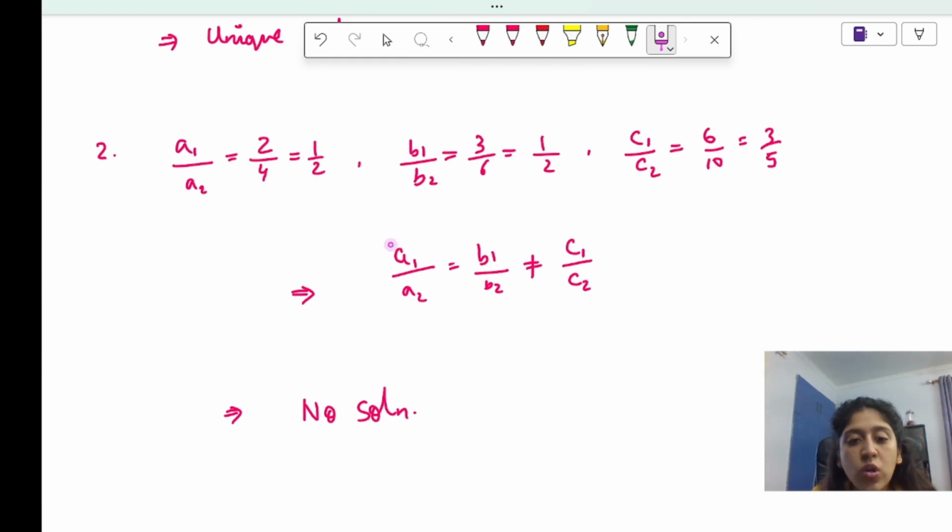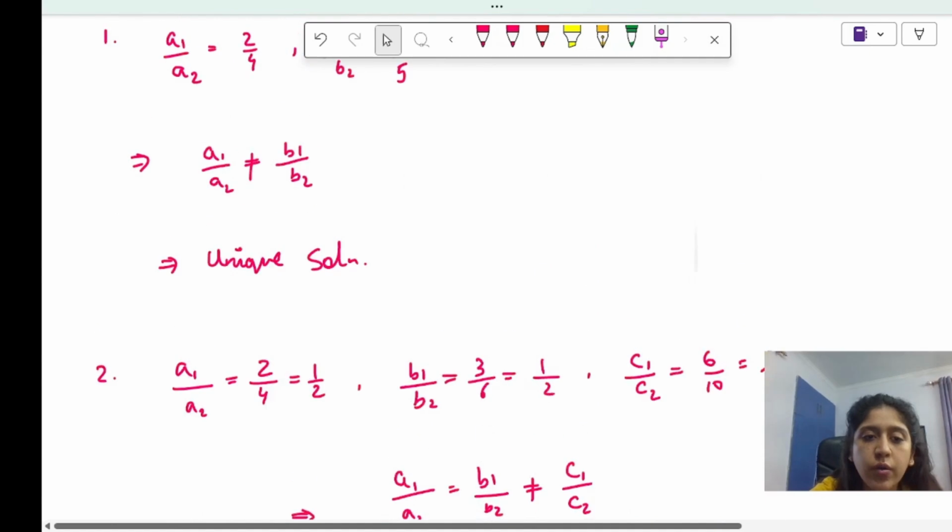That means मेरा रूल क्या बना? a1 by a2 is equal to b1 by b2, but is not equal to c1 by c2. ये रूल किस में satisfy करता है? This actually satisfies for a no solution. ठीक है? इसका मतलब अगर मैं इन दोनों equations को simultaneous solve करूंगी, मेरा कोई भी solution नहीं निकलेगा. यानी कोई भी x और y का ऐसा value नहीं निकलेगा जो दोनों equations को satisfy कर सके. All right? The third one.